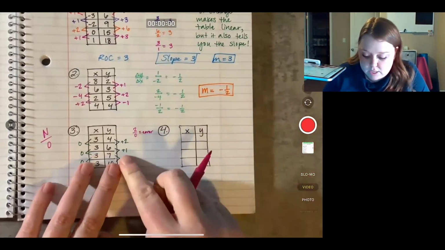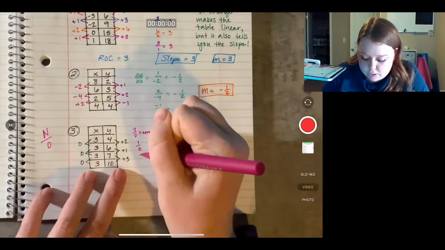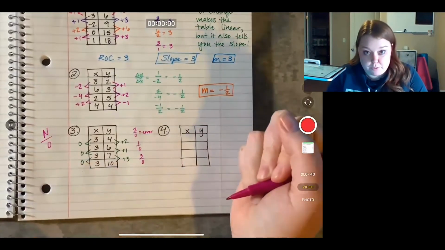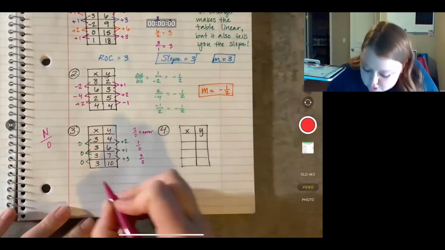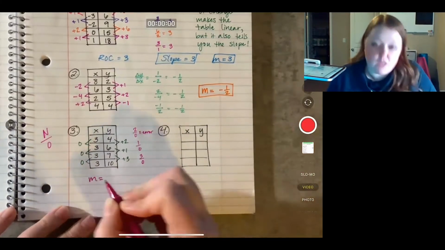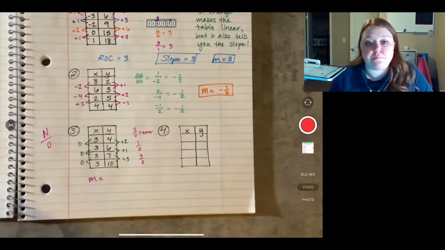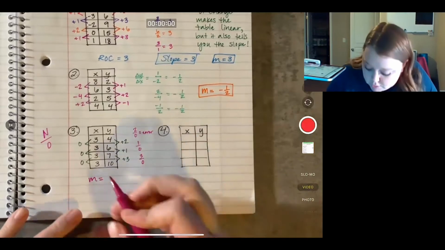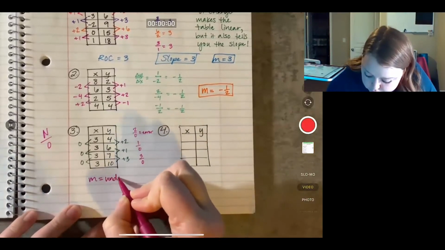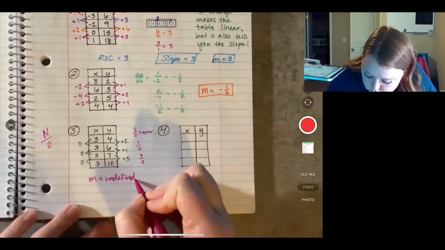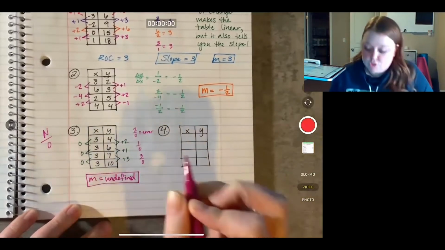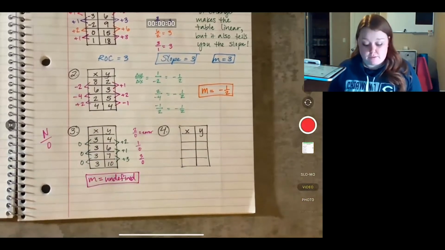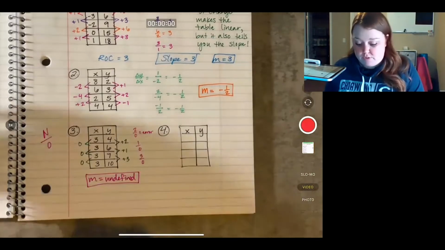And if you check these other ones, 1 over 0, 3 over 0, all of those would end up being an error. So what do we write for our slope? What's our slope here? Slope is undefined. Okay, so that's going to happen every once in a while, right? It's going to happen. That's fine.